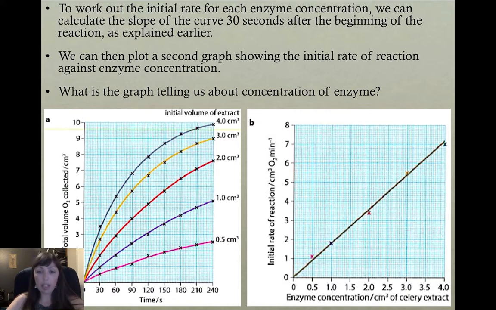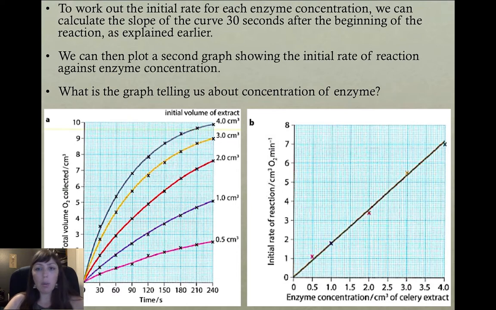And when you look at these two graphs, the one on the right where you're plotting initial rate of reaction against concentration, what are you seeing? So again, feel free to pause at this point. I really want you to take a look at this graph and see what you can see. Okay, so hopefully you paused and you looked at it.